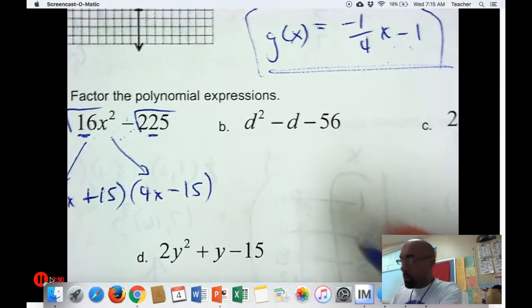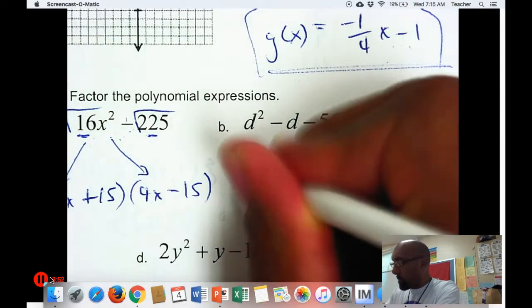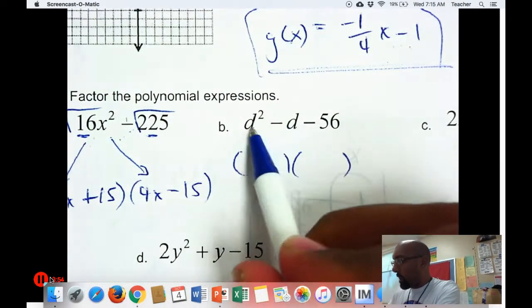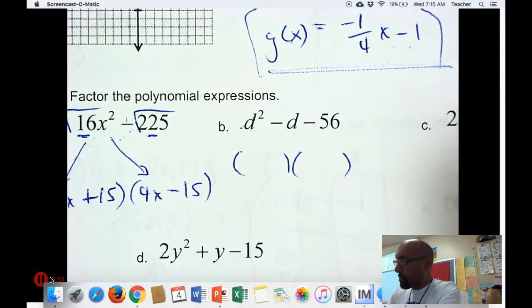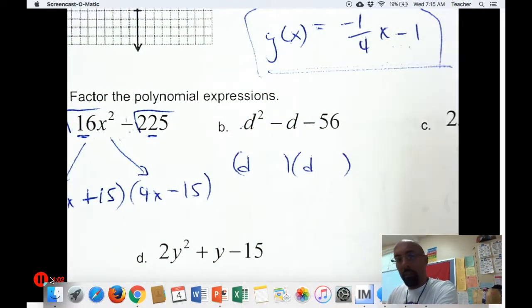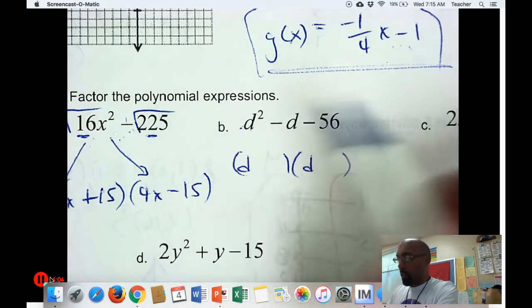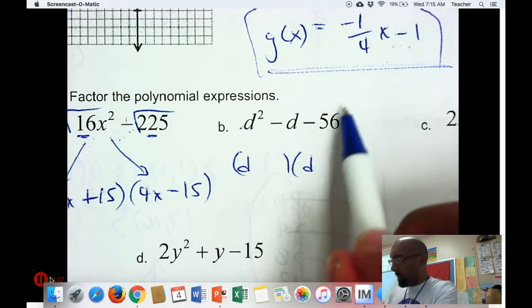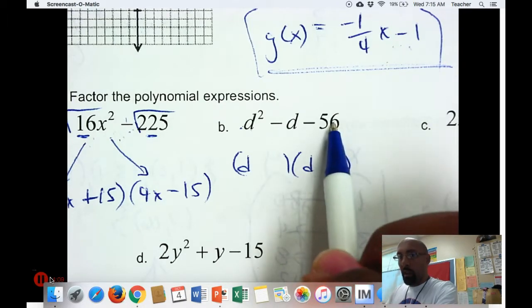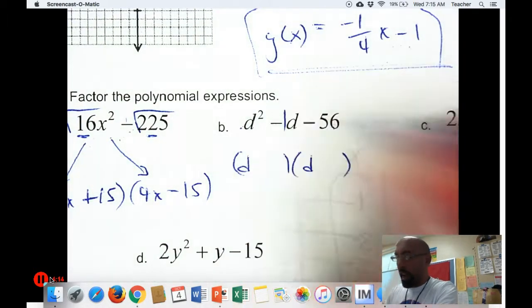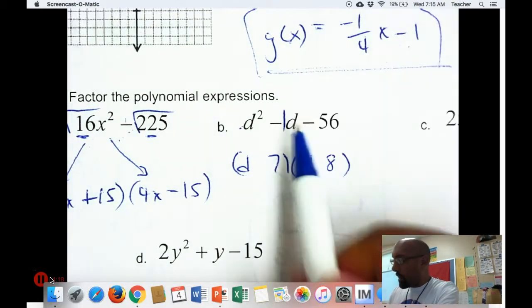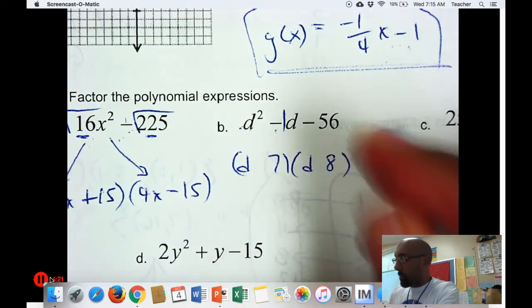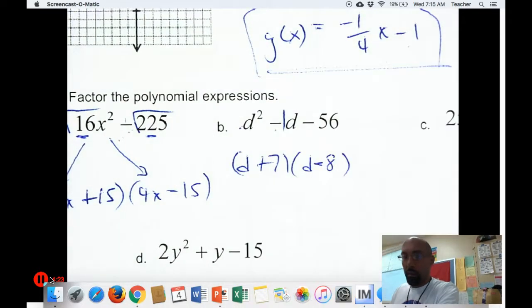All right, so now this next one, you do a couple things. Well, first, I'm just going to show you the quick way. Again, if it's just 1 in front of this quadratic expression, I can just put that d and d there. Or if it was x squared, I could put x and x. And then I can just think in my head, what two numbers multiply to negative 56, but then also add up to minus 1? Well, the first two numbers that come to mind are 8 and 7. And I need that to be negative, so that means my bigger number should be negative 8.